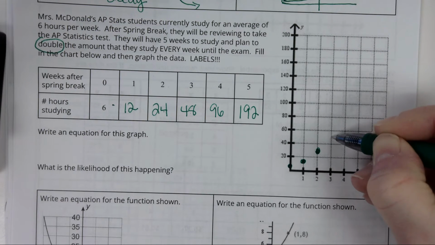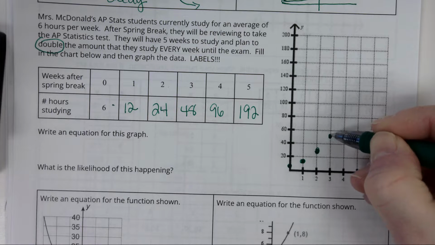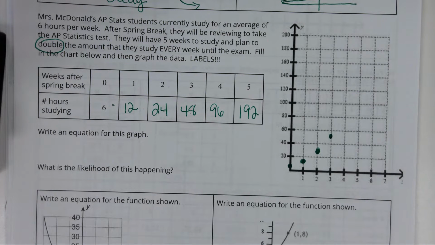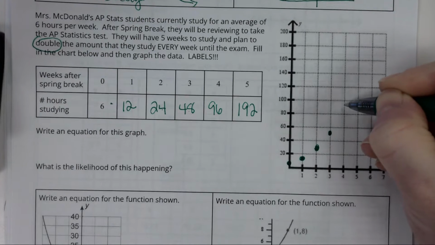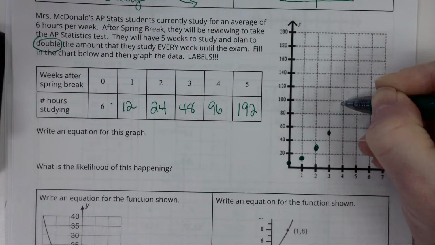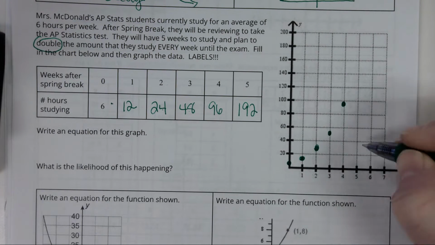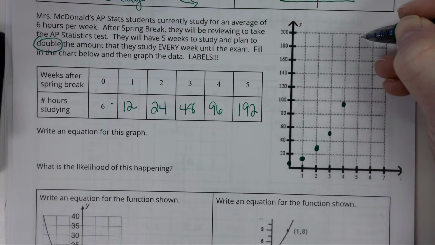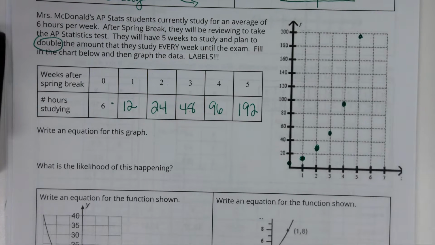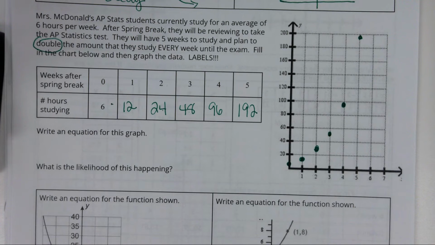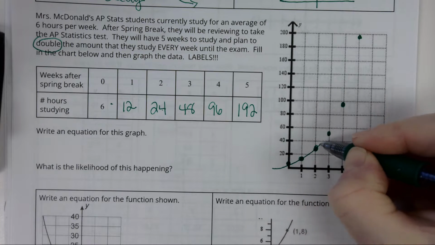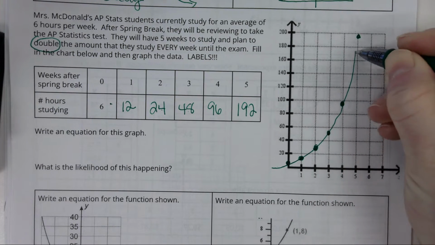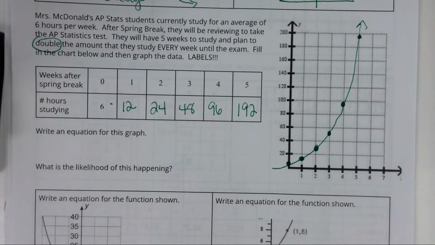348 would be about there, close to 50. 496 would be a little below 100. 192 would be slightly above 200. So hopefully you can see there's no way you can make one line go through that. Then we draw a curve through those points. Okay.